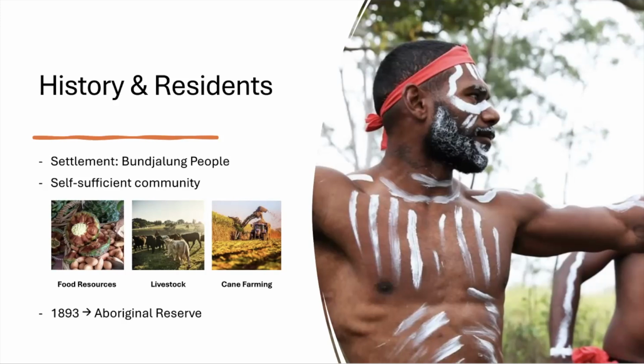cane farming. In the year 1893, Cabbage Tree Island was officially established as an Aboriginal reserve by the New South Wales Aborigines Protection Board. The reason behind this establishment is that the Aboriginal families in the surrounding areas needed to be relocated to have a stable area where resources can be sufficient.